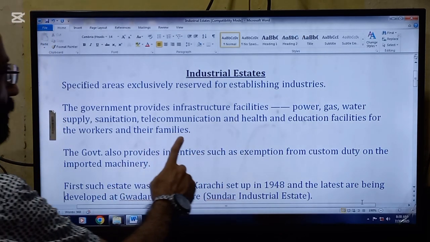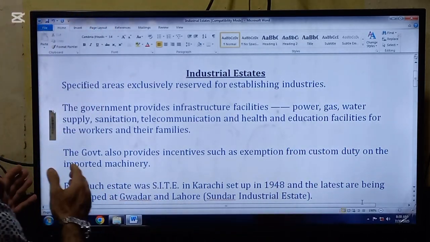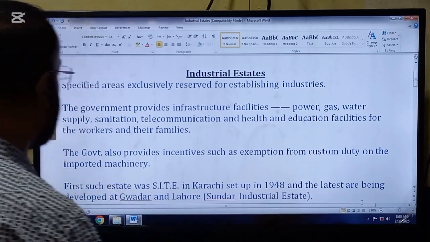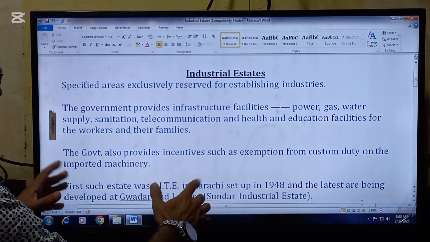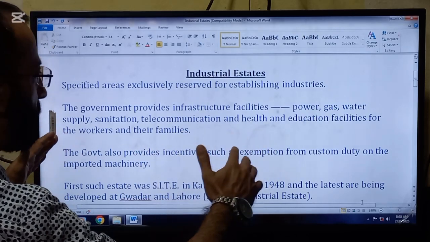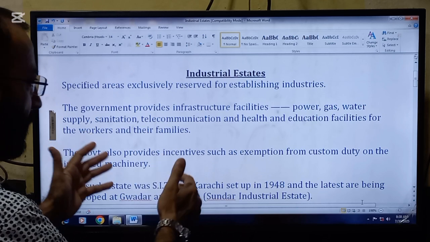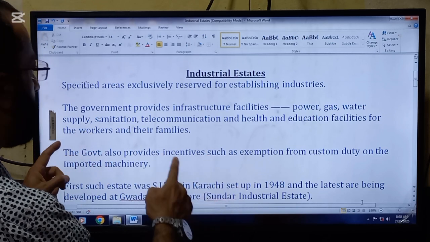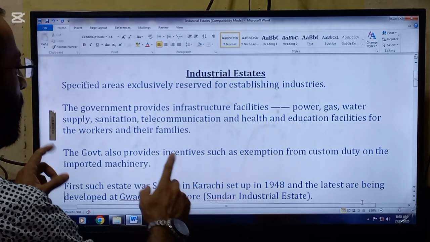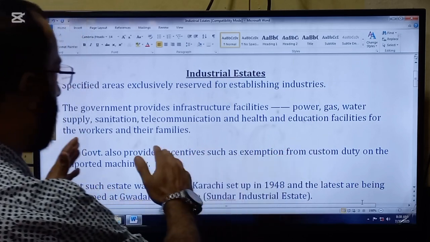The government provides infrastructure facilities, for example, power, gas, water supply, sanitation, telecommunication, and health and education facilities for the workers and their families, because in that area a lot more industries will be developed. So it means a very large number of workers and their families will work there. So government normally provides infrastructure facilities in which these things are included.